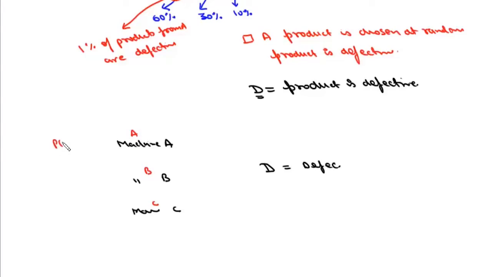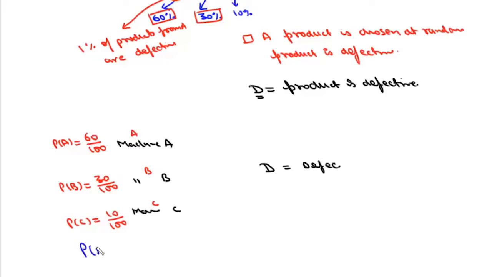Now what is probability of A? So probability of A is you have to find the probability that the product has come from machine A. Now machine A handles 60% of the production. So the probability that product is going to come from machine A will be simply 60 by 100. In the same way, probability that it has come from B, B handles 30% of the production. So this probability will be 30 by 100. And the probability that it has come from machine C will be simply 10 by 100.